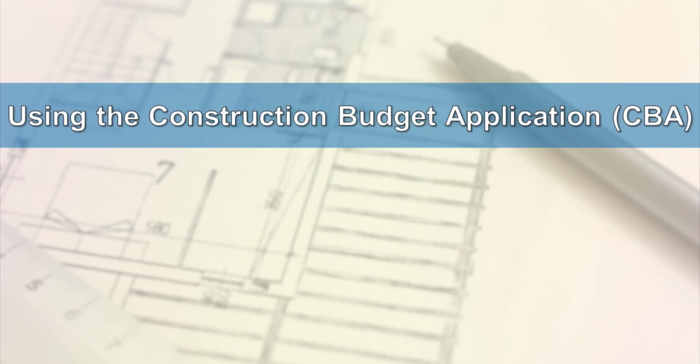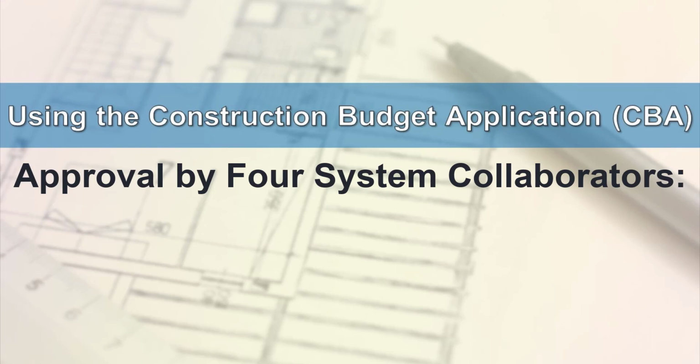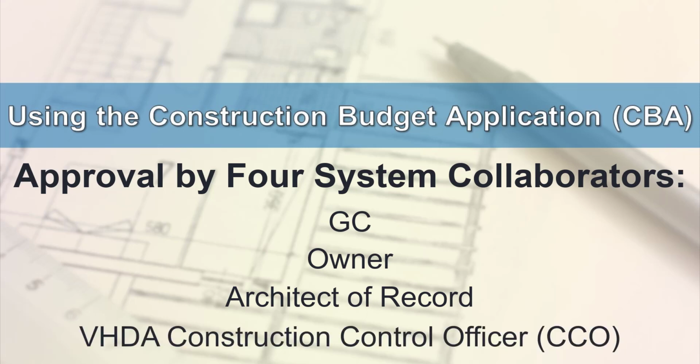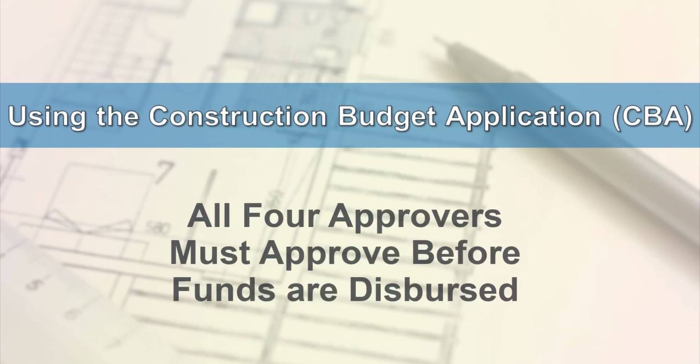A requisition requires the approval of 4 system collaborators in distinct roles: the GC, the owner, the architect of record, and the VHDA Construction Control Officer, or CCO. Although multiple users may be assigned to the same role in a work center, only 1 user per role needs to approve each requisition. For example, if a construction project has 3 owners listed in the system, only one of them must approve a requisition. All 4 approvers must approve a requisition to authorize disbursement of funds and to draw down on the budget.